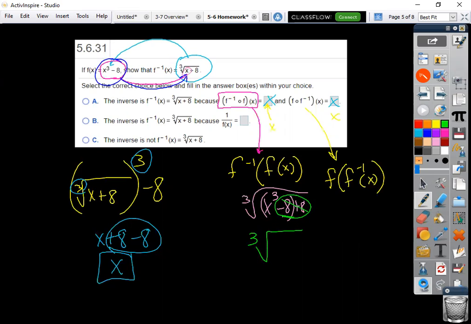That would be better if that cube was inside of that little hook in the front, like this, and the cubed root undoes the cubed. So then I just get x for that as well. So yes, they did both prove to undo each other, and that's how you know when it's an inverse.